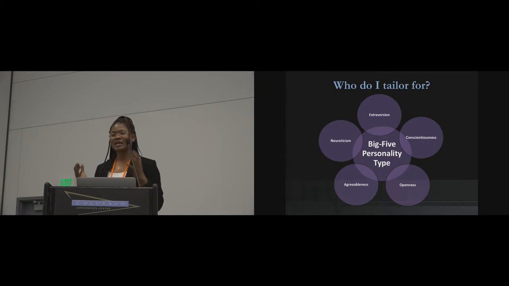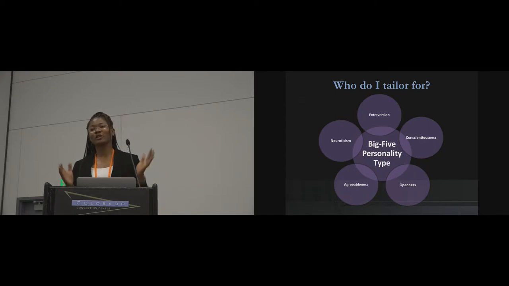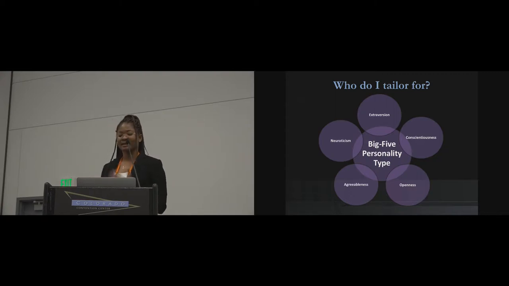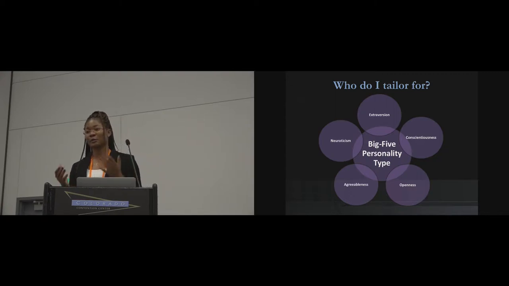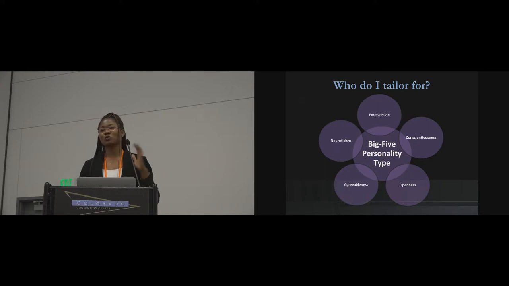Secondly, we also need to consider who we tailor for. Research on individual differences shows that people differ in many ways. Therefore, it is inappropriate to treat people as a monolithic group. And several attempts have been made towards classifying individuals into various personality types. And one popular and widely accepted classification is the Big Five personality types, starting with extroversion.